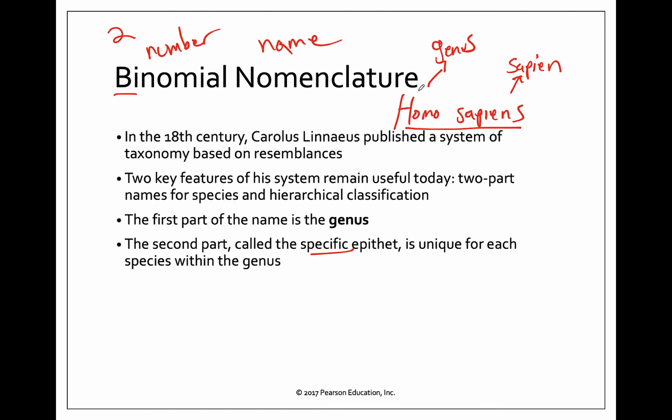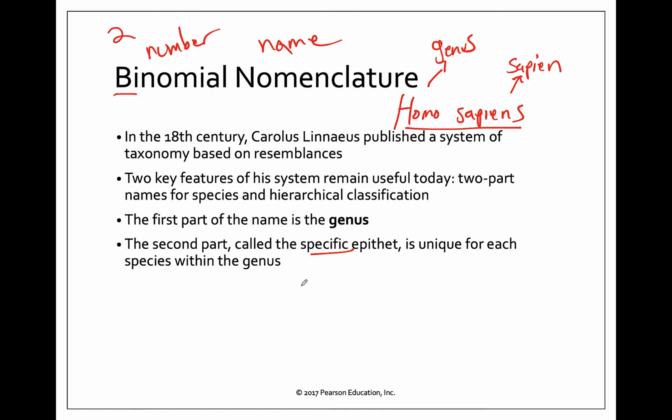So there are other living organisms, they're not alive anymore, that had the same genus, like Homo erectus, Homo floresiensis, Homo neanderthalensis, but a different species name is not shared. So each species would have its own species name. Organisms that are in the same genus are going to be more closely related to each other. That's how we classify things based on how close the evolutionary relationships are.